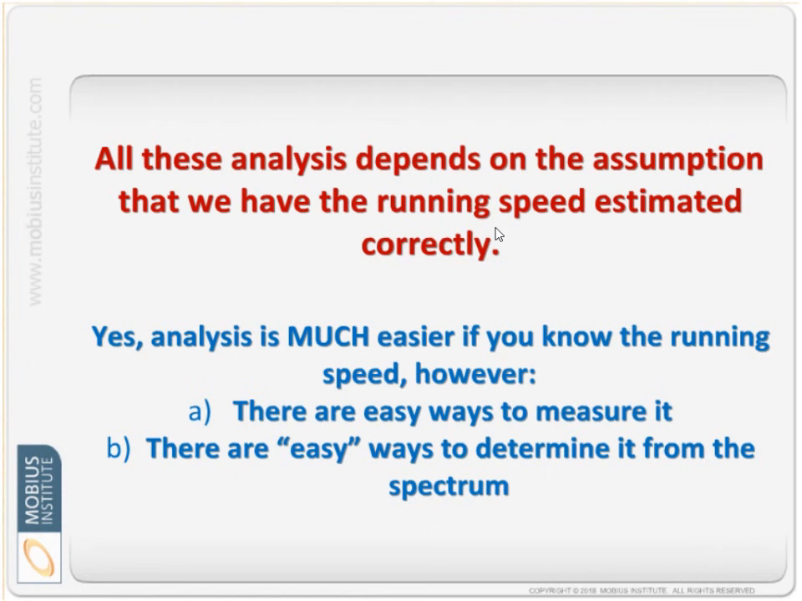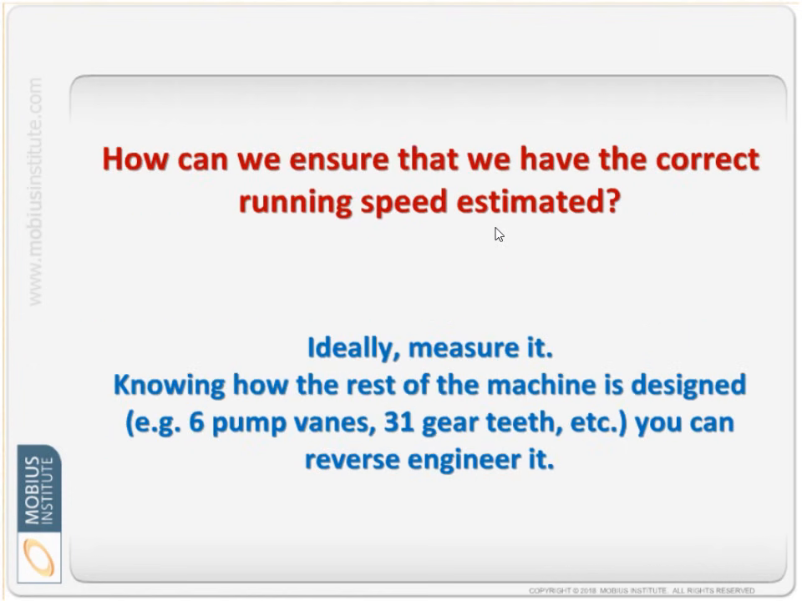Because, for example, if I knew I had six vanes, I can go to the 6x peak, figure out what the frequency is, and then divide that by six to get a much better estimate of running speed if I need it. Okay, so how can we ensure that we have the correct running speed estimated? Ideally we measure it and we know for sure. But if I knew there were six pump vanes or 31 gear teeth or something like that, I can look for those peaks and say, well, if that's gear mesh frequency at a peak that's 31 times running speed, I therefore know what the running speed is. There's a lot more I could say about that, but let's move on.